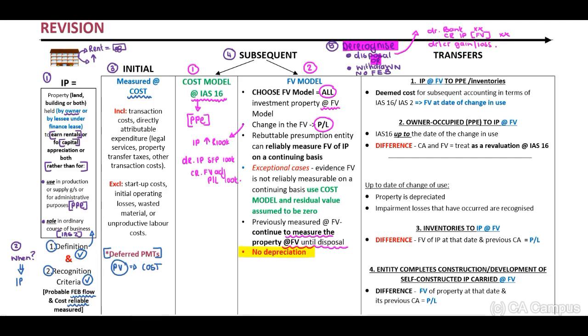Then there are transfers. Now guys, transfers will be tested on an awareness level only. But let's work through this and ensure that you understand the different transfers that you should be able to identify. Now, the first set will be if there is a transfer from investment property at fair value to PPE or inventory. The deemed cost for subsequent accounting in terms of IAS 16 or IAS 2 will be the fair value at the date of change in use.